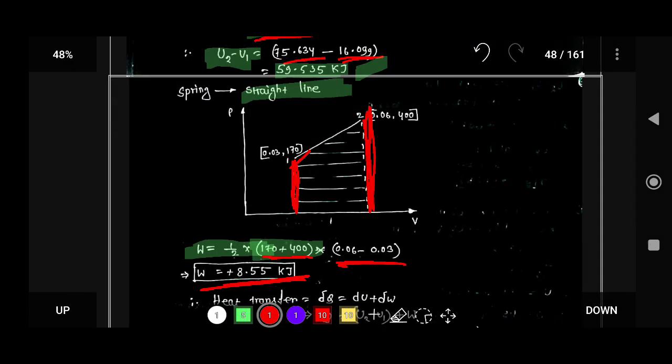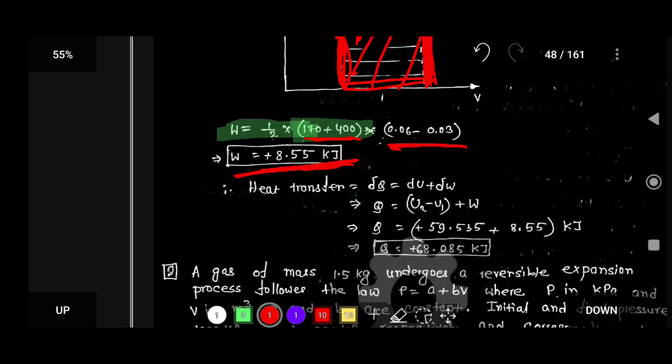So basically this is this area. You just find this area. If you find this area, you get this 8.55 kilojoule.